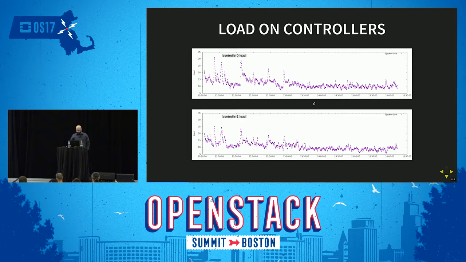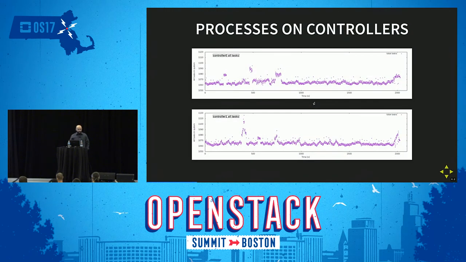Which doesn't look right to me. So the next graph shows, again, controller zero and controller one, and you have a number of processes running on both controllers, okay? So you have about 1,060, 1,070 processes running at the same time.